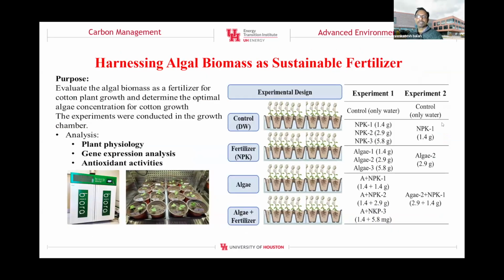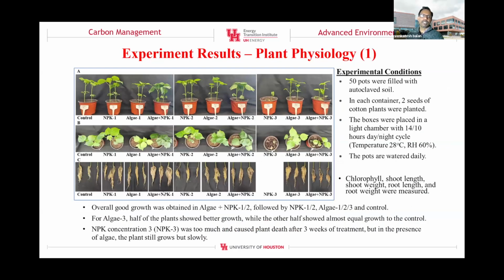So we did experiments with pure NPK fertilizer at 3 different concentrations. We also tried algae 1, algae 2, and algae 3 alone at 3 different concentrations. We also tried combinations of algae and chemical fertilizer at low, medium, and high concentrations, so 1:1, 1:2, 1:3 ratios. And we did these experiments in the growth chambers as well as the greenhouse. These are some of the results we got.